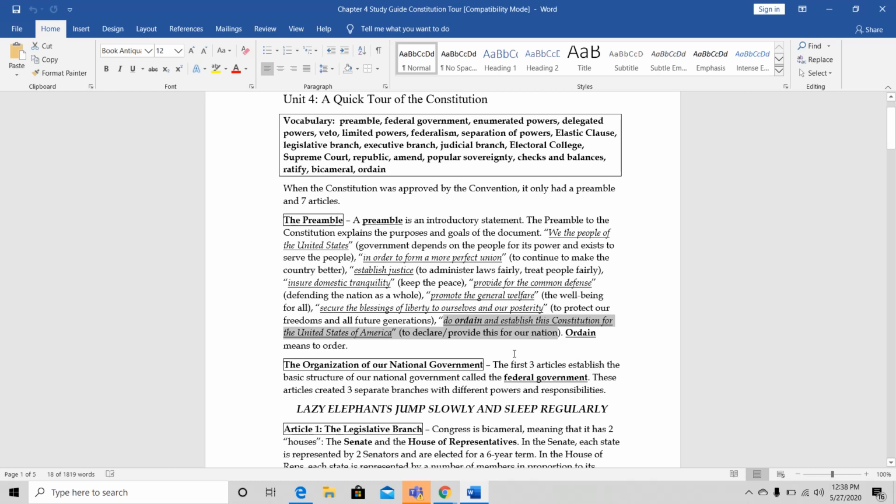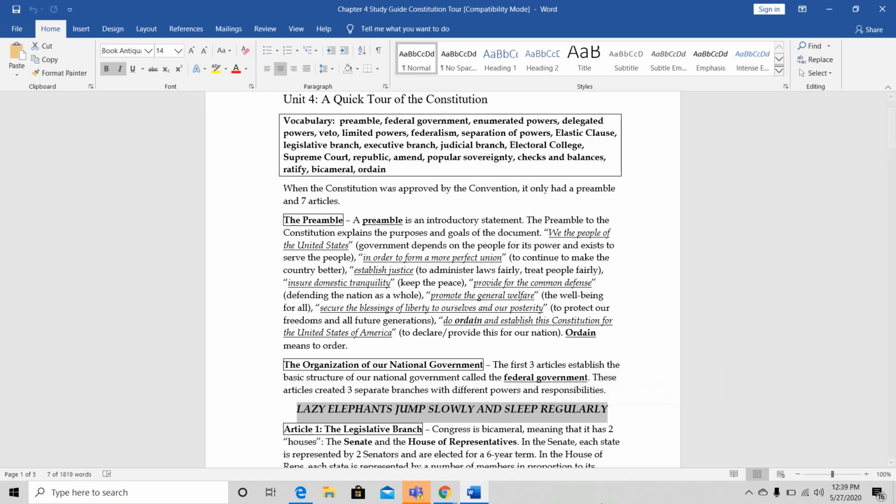Excellent. So, guys, right here, we're going to go into what the articles actually mean. And I know Miss Rose has a really creative way that she tells people how to remember it. Rose, you want to jump in right now? Yeah, you can see this down here where it says lazy elephants jump slowly and sleep regularly. What you can do with this is tie the 7 articles that we're going to look at in just a minute to each one of these letters. So lazy will tie in with Article 1, which is the legislative branch. You have the L for lazy and the L for legislative. As we go through here, you will see where these match up.